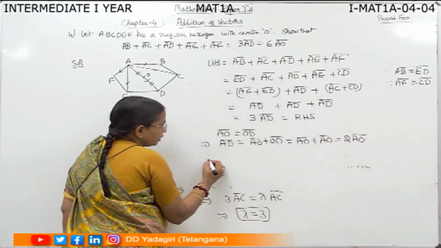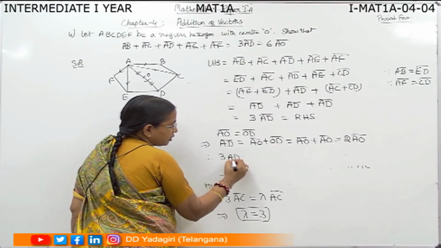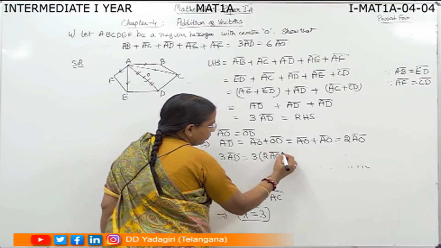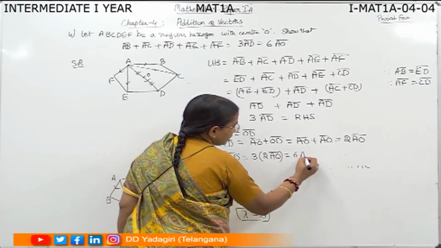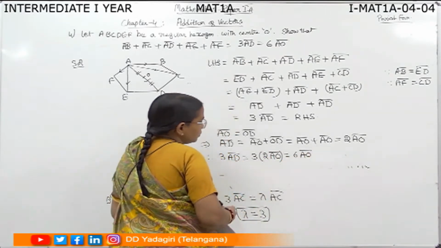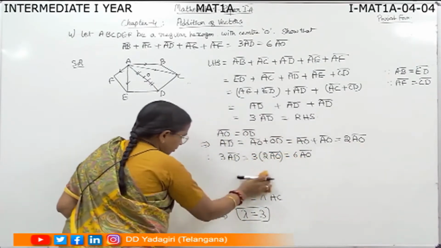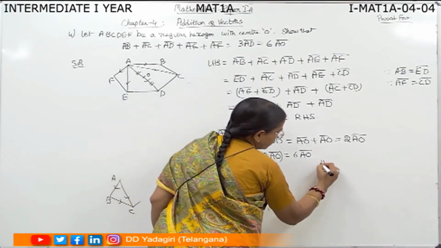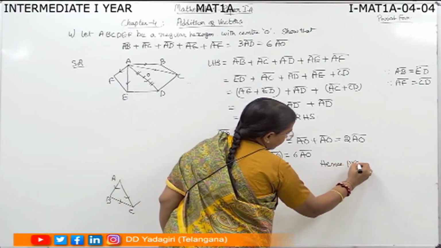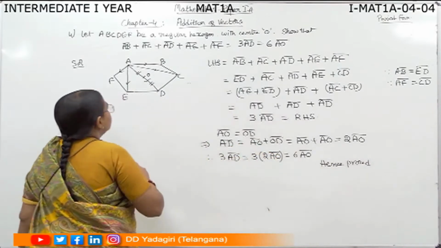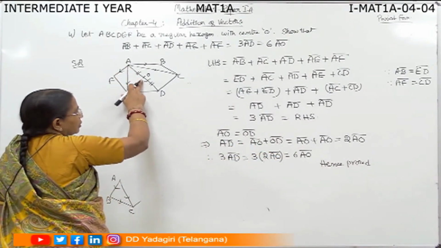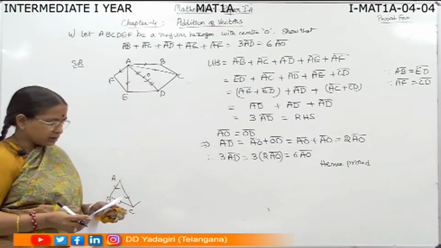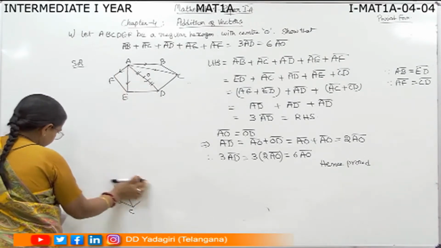So now, therefore, 3 times AD is equal to 3 into 2 times AO. That is 6 times AO. Hence it is proved. So we proved all the parts in the problem. Because it is a regular hexagon, the O will be the midpoint of AD. A is the center. So we completed this problem.